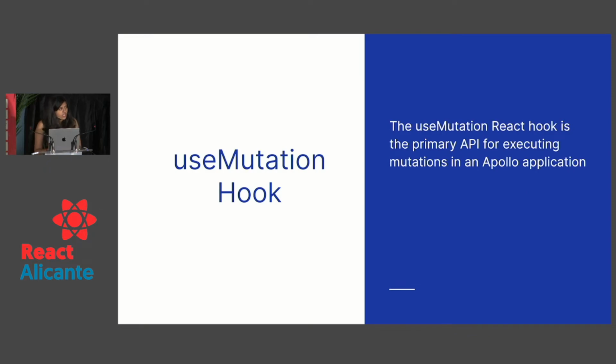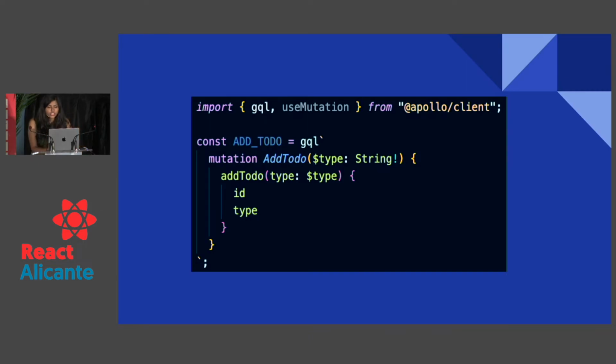How are we going to use it? We are going to use it with the useMutation hook. The useMutation hook is a React hook, like useQuery. And this is the primary API for executing mutations in an Apollo application. The code structure for using a useMutation hook looks like this, where we are going to import useMutation from Apollo Client and write our query just how we wrote the other queries.